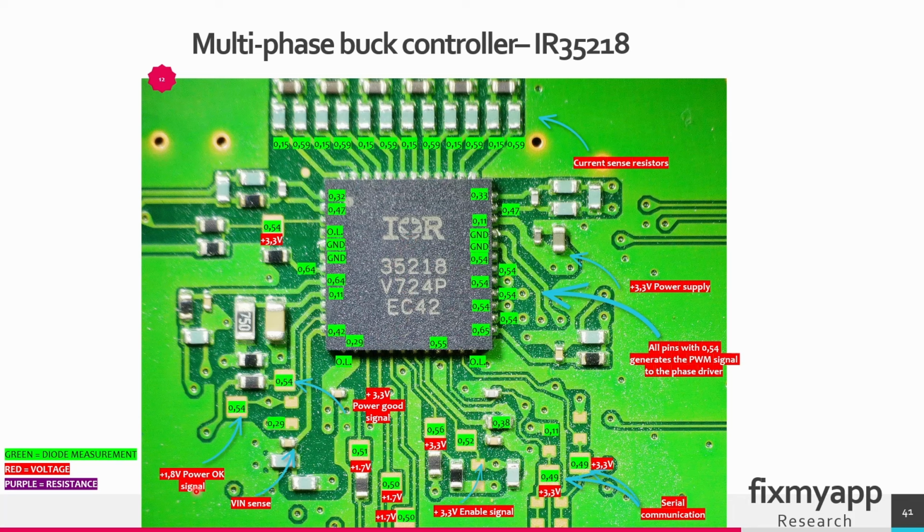Then we have a power OK signal of 1.8 volt that can be found here. On this pad here it will go to the voltage in sense pin. And on this pad here you can find the 3.3 volts. So in a good working buck controller you should see these diode measurements and these voltages.